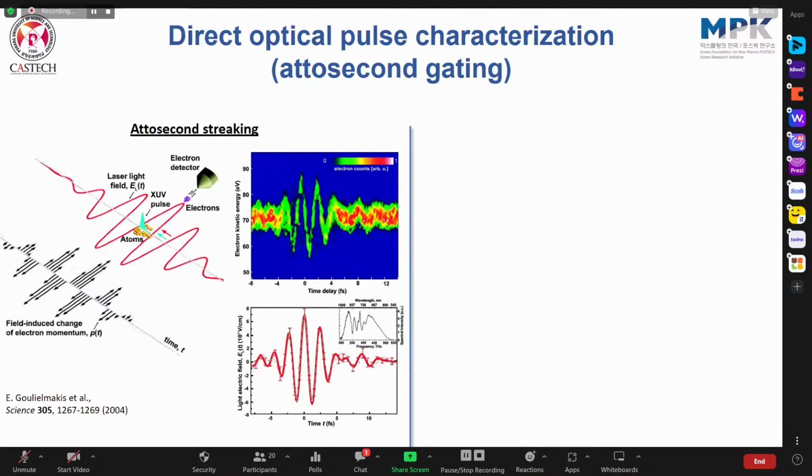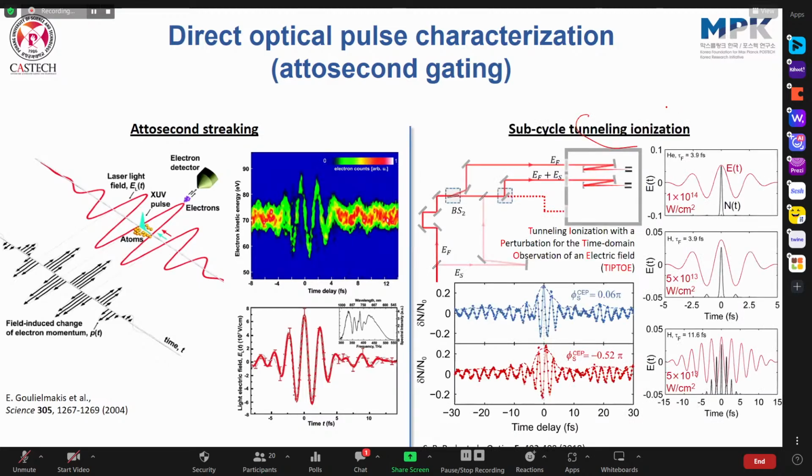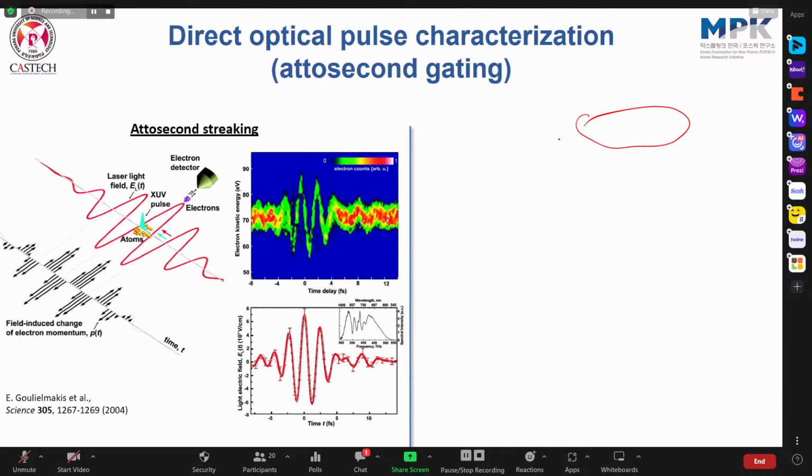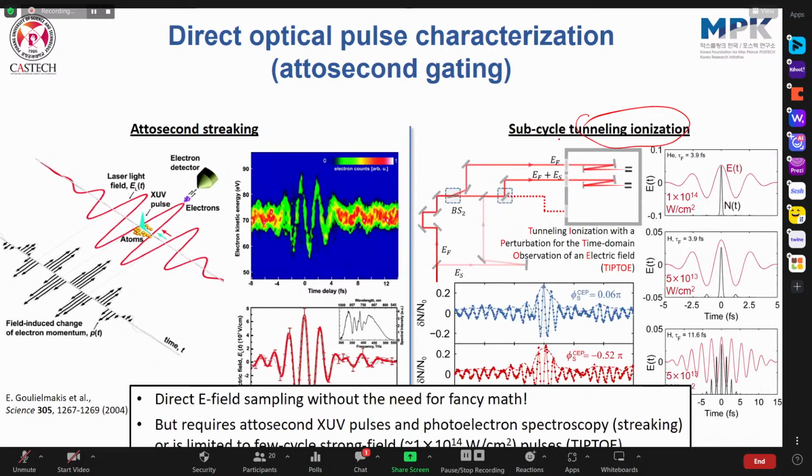In the case where the gate function is a delta function, the correlation will be like the original pulse that we'd like to know. Recently, already 10 years ago, the isolated attosecond pulse has been developed, and that pulse has been used to characterize ultrashort pulses. Also, you can use tunneling ionization processes. This is an example using the delta function type of gating. This is a direct sampling of the field, so you don't need any retrieval program at all. In that sense, it's very nice.